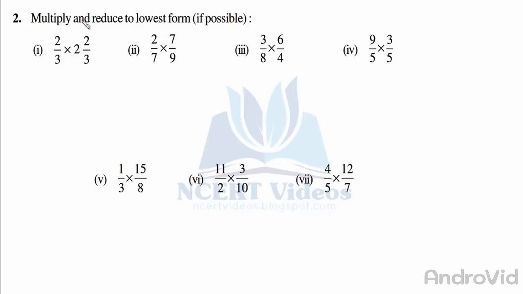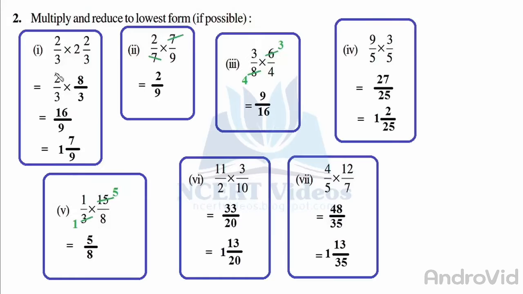Second, multiply and reduce to lowest form if possible. So first of all we have to multiply them and then convert them into lowest form if it is possible. So let's see. Number first is 2 by 3 into 2 and 2 by 3, 2 by 3 into 2 by 3 as it is, now 8 over 3. Now 8 eights are 16 over 3 threes are 9.